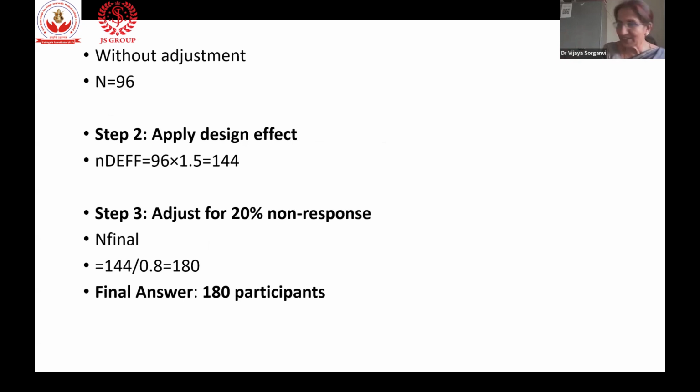Okay. Thank you. So the final sample size is 180 participants with all these design effect and non-response rate. Any doubts using the formula? No? Okay, we'll continue.